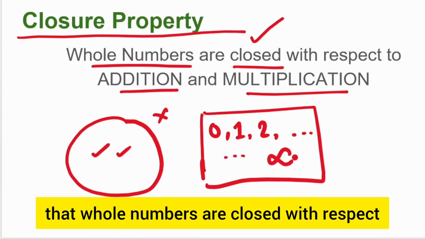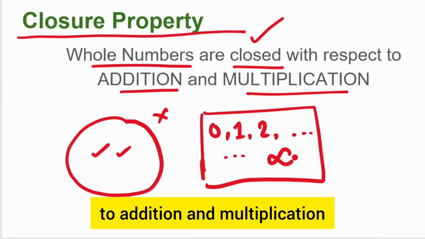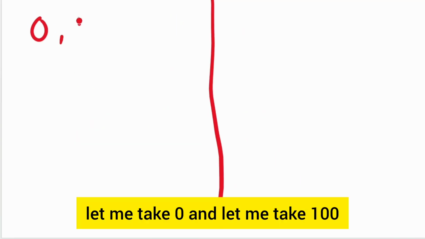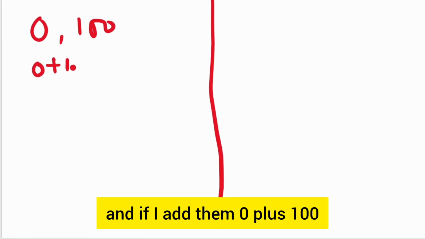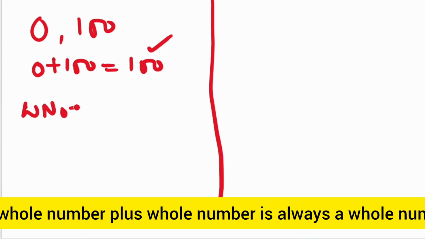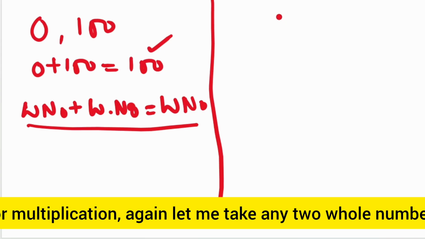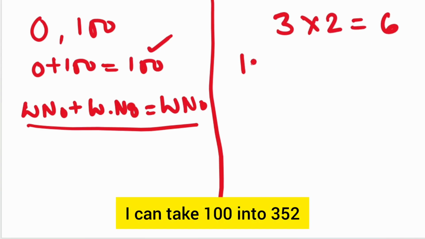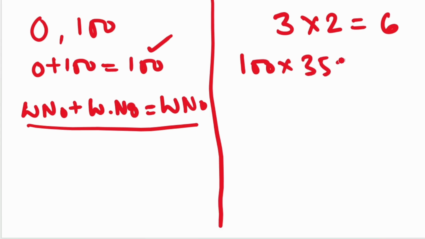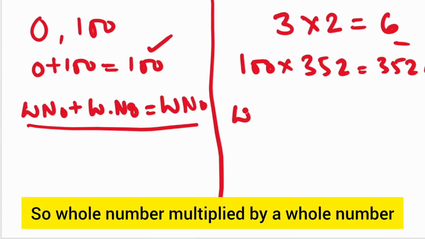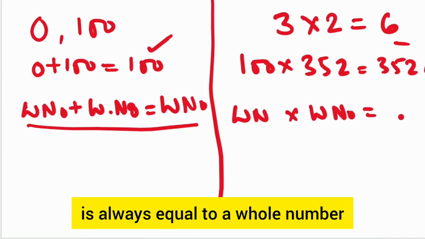So when we say that whole numbers are closed with respect to addition and multiplication, it means that if you take any 2 whole numbers, let me take 0 and let me take 100, and if I add them, 0 plus 100, I will get a number which is always a whole number. So whole number plus whole number is always a whole number. That is what this is. For multiplication, again, let me take any 2 whole numbers. Let me say take 3 into 2, I get 6. I can take 100 into 352, I will get 35200. This is also a whole number. So whole number multiplied by a whole number is always equal to a whole number.